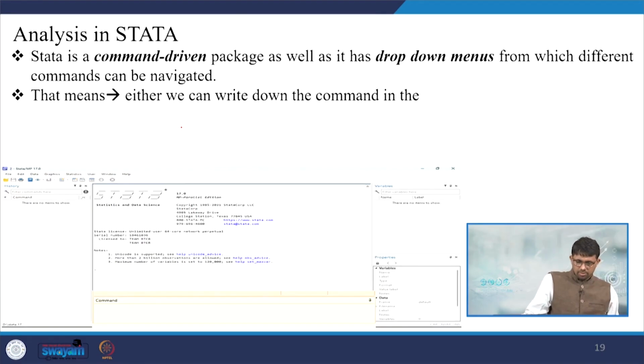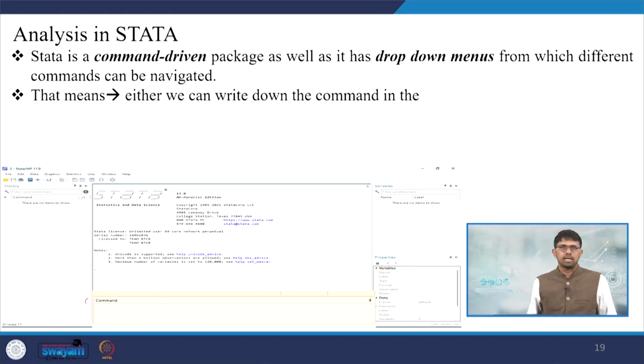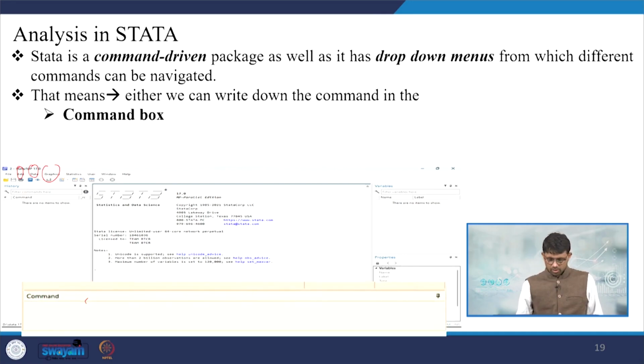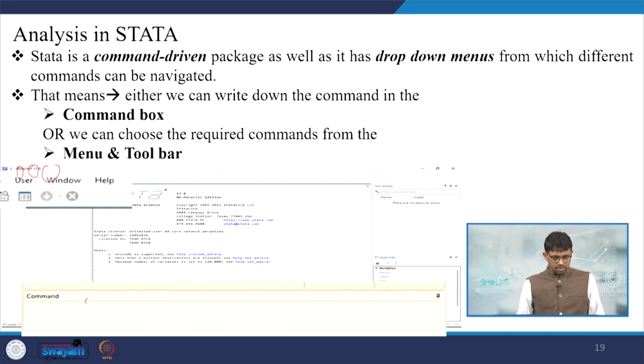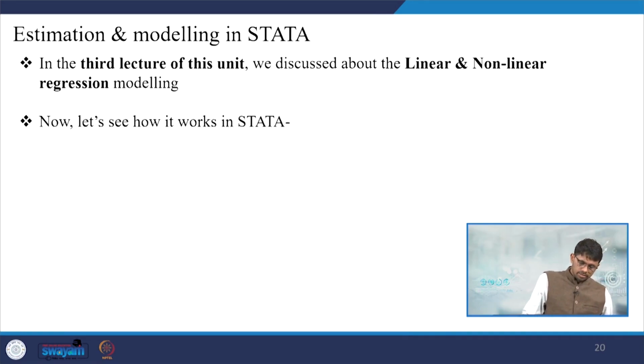So here is the command side where we can type the command, since Stata is actually a command driven package. It also has drop down menus from this side. If you click here, click there, you will get drop down menus just to click and find the result based on the variables and data. This is what is called the command box, and this is the menu bar and the toolbar.